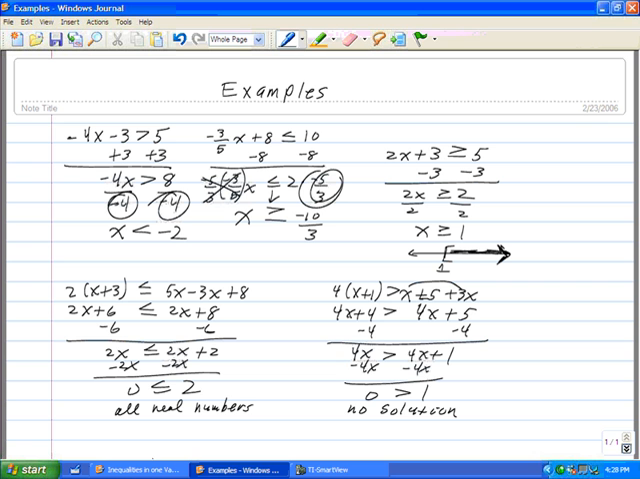So you have to watch out for those two special cases exactly the way you did when you were working with the linear equations.